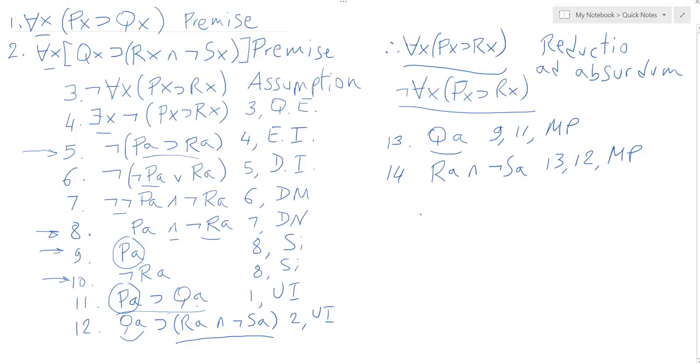Okay, and now we're very close, because by simplification we can get RA. Line 14, simplification. And now we have our contradiction. Do you see it? This line and line 10. Line 10 has not RA, and line 15 has RA.